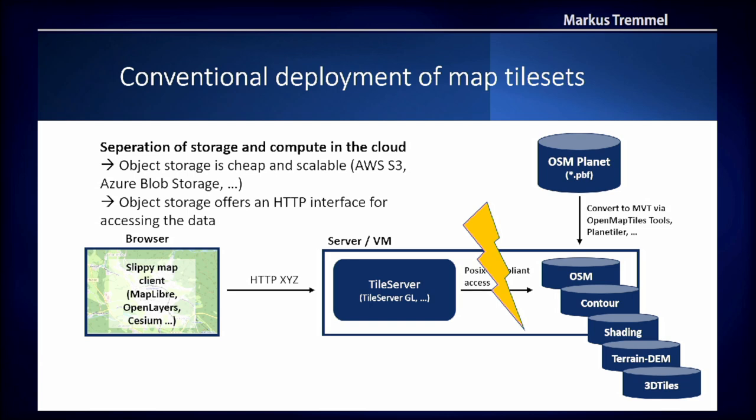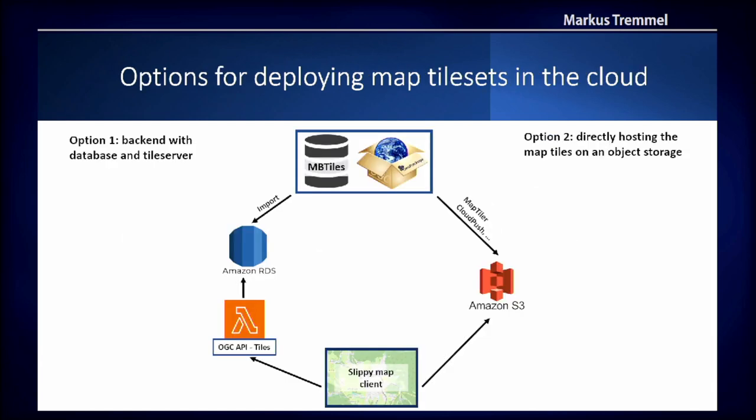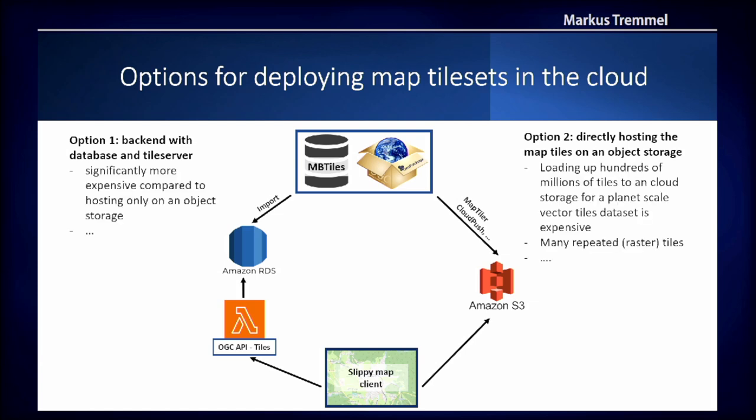But the point is you no longer have POSIX compliant access, when we're talking about Unix distributions. You now have an HTTP interface, which the object storage is offering. So this architecture is not working anymore, and we faced these problems in a lot of projects. Without the use of a cloud optimized format, you have probably two major options. The first option is to directly host the map tiles on the object storage. But the problem is that you have to upload hundreds of millions of tiles, and you have to pay for every single request, because these are put requests, which you have to pay the cloud provider for.